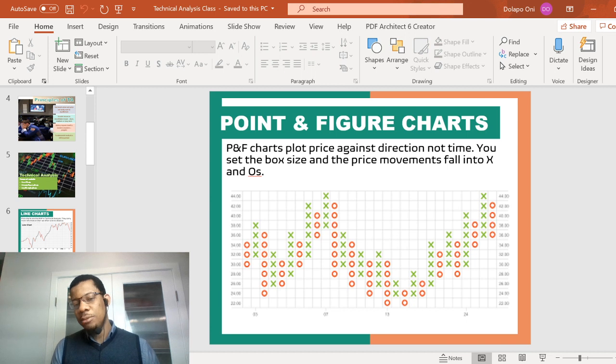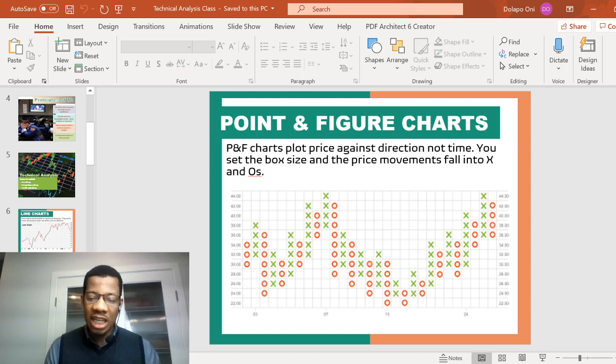So for instance, let's imagine you set a box size of 50 cents and the price moves by 80 cents. You get two boxes. Okay, if you set a box size of 50 cents, for instance, and the price moves by $1.18, you still get your three boxes. Yeah. So that tells you how price is moving.